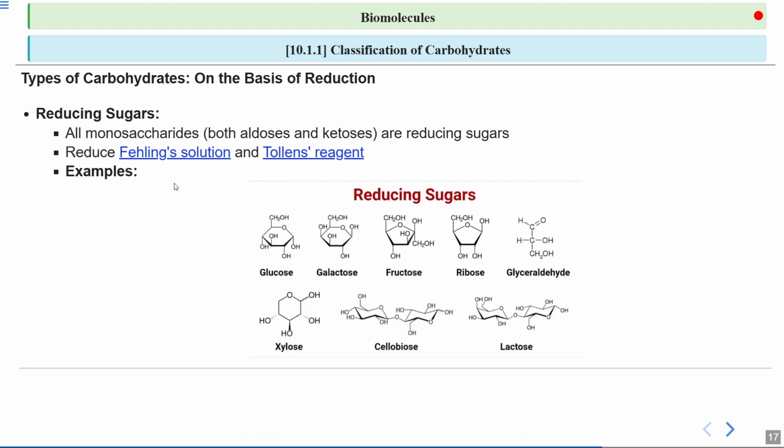Now see, all these are examples of reducing sugars. We have glucose, which is a monosaccharide. We have galactose, fructose, ribose, glyceraldehyde, xylose, cellobiose and lactose. So these are all reducing sugars, including both aldose and ketose.